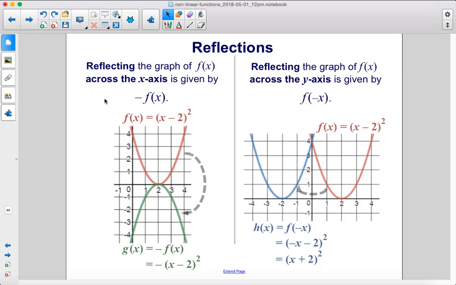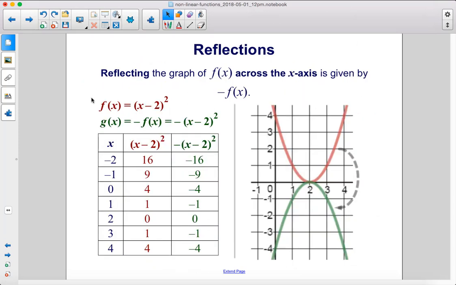Reflections. Reflecting the graph of f of x across the x-axis is given by negative f of x. So here we have the graph (x - 2)^2, and here we have -(x - 2)^2. Reflecting the graph of f of x across the y-axis is given by f of negative x. So in red we have (x - 2)^2, and in blue we have (-x - 2)^2, which is also (x + 2)^2.